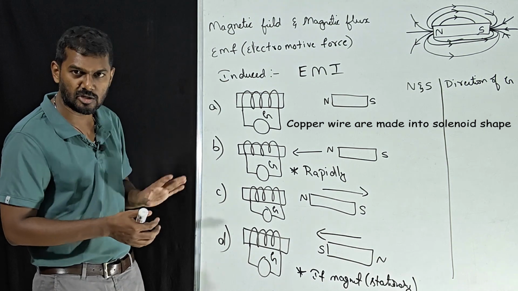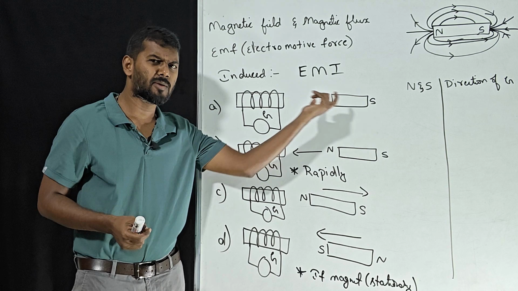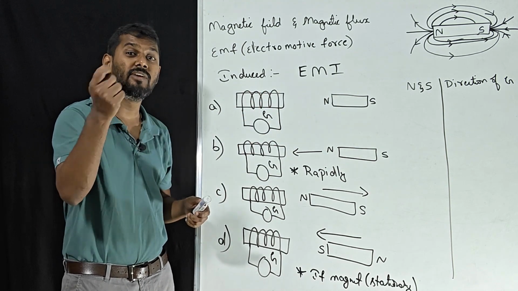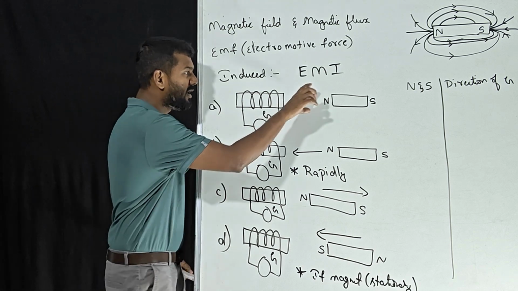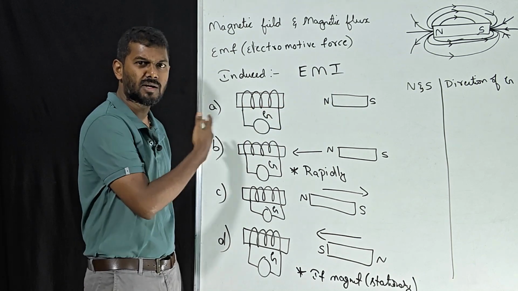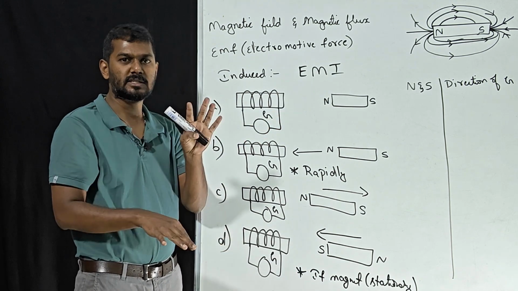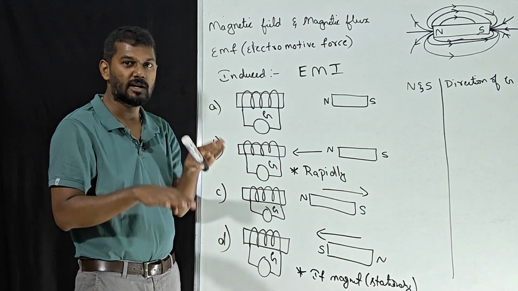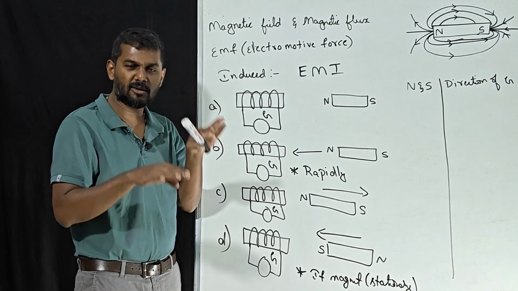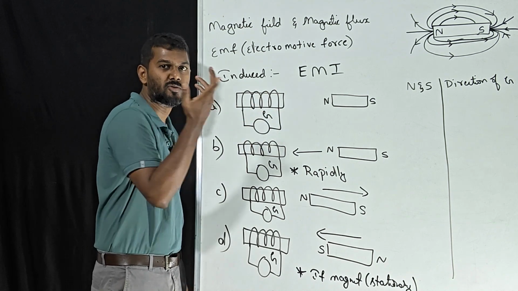So we understood this setup, and there is a magnet. Now, whenever I move this magnet, the magnetic field lines keep on changing. Whether I move it towards or away from the coil, the magnetic field lines will keep on changing. The magnetic field lines are called magnetic flux. If the magnetic flux is changing, then current or EMF will be induced in the coil.